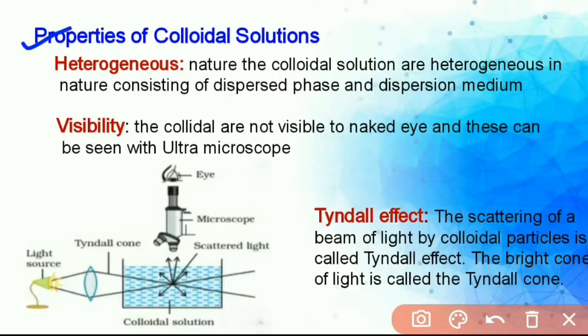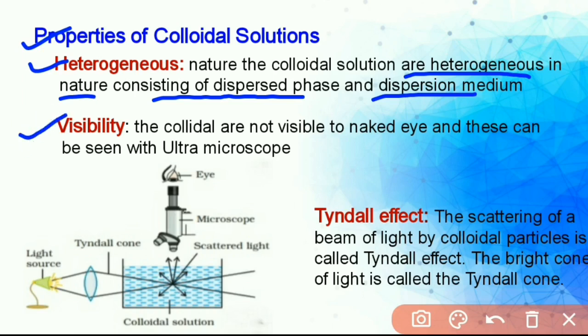Properties of colloidal solutions. First is heterogeneous nature. Colloidal solutions are heterogeneous in nature, consisting of dispersed phase and dispersion medium. So when dispersed phase is dissolved in dispersion medium, it makes a heterogeneous system. Next property is visibility. The colloidal particles are not visible to the naked eye, and can be seen with the help of an ultramicroscope. The particle size is very small, between 1 nanometer to 1000 nanometer.